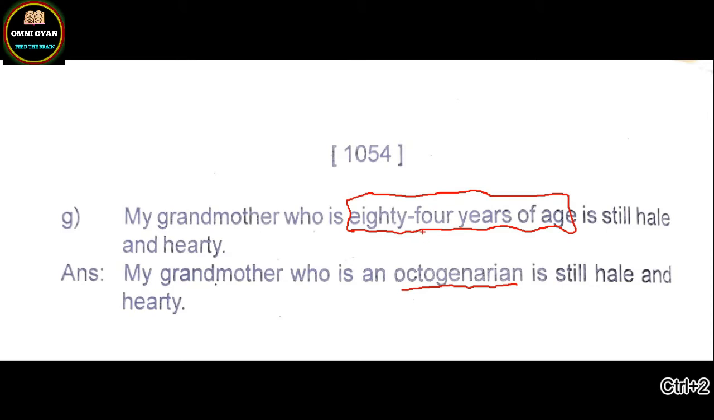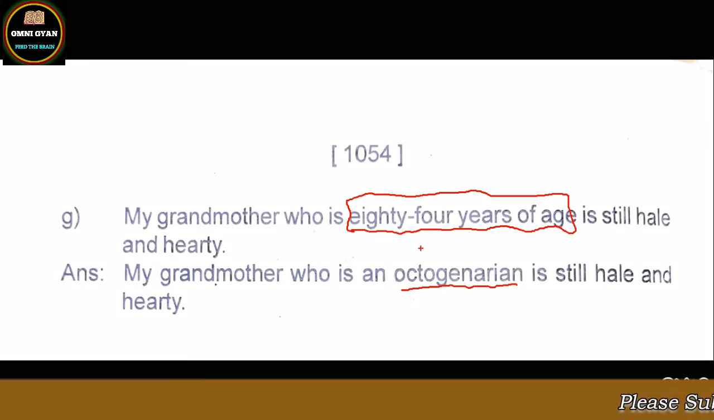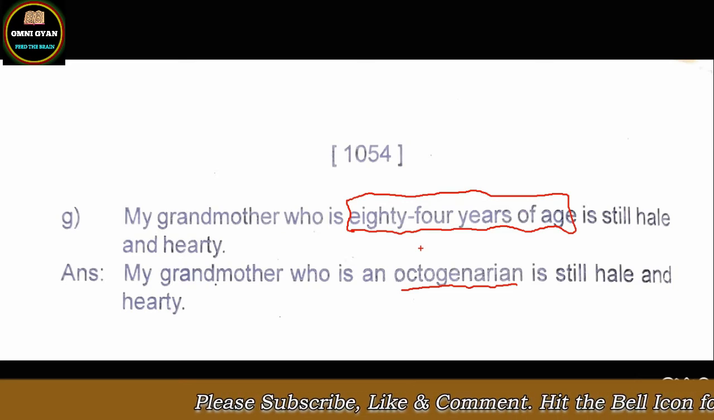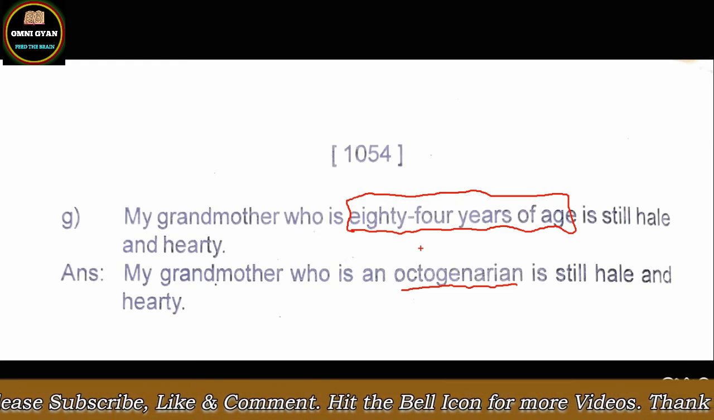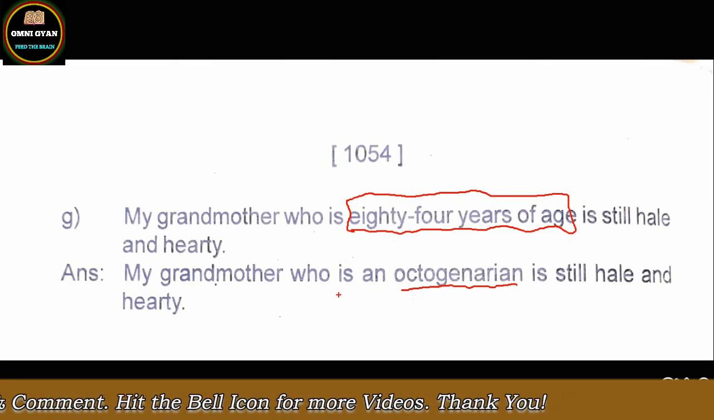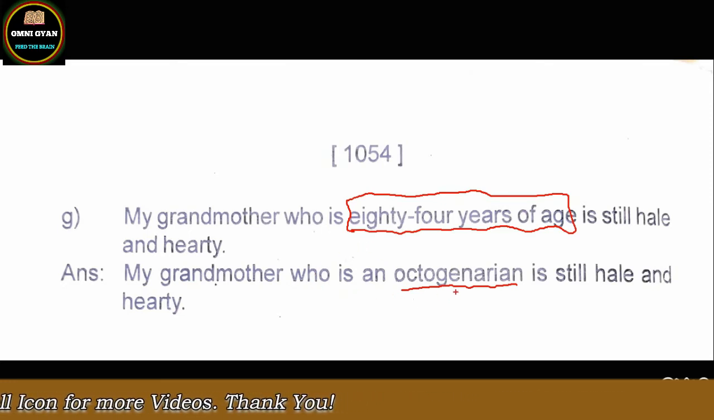Okay, this is an example of literary one word substitution, not the normal one that we use regularly in our day-to-day life. This is a jargon actually, not exactly a jargon, but this particular term is not commonly used, but you must remember it. My grandmother, who is an octogenarian, is still hale and hearty.